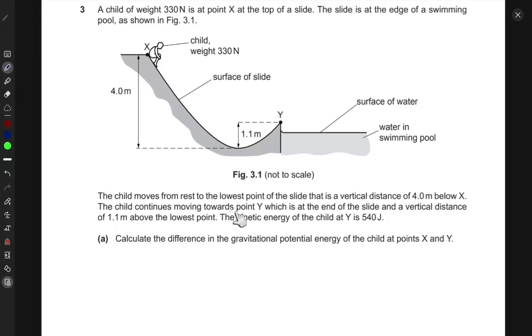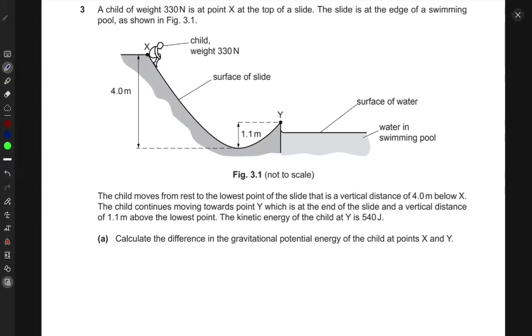The child continues moving towards point Y, which is at the end of the slide, and a vertical distance of 1.1 meters above this lowest point. The kinetic energy of the child is specified at Y, which is 540 joules. So when he reaches this point Y, that's when he has a kinetic energy associated with the motion, 540 joules. Calculate the difference in the gravitational potential energy of the child at point X and Y.